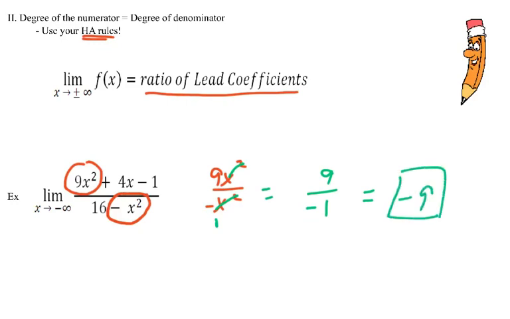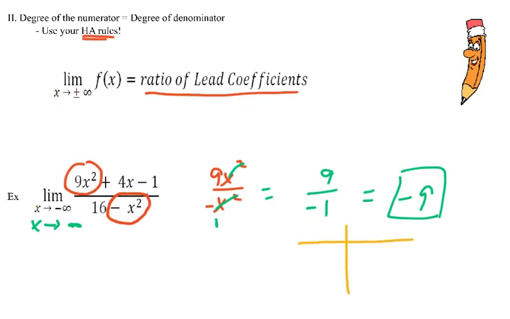That is the ratio of the leading coefficients. That is the limit as you're approaching positive or negative infinity. Again, just because this limit was approaching negative infinity, even if I was approaching positive infinity, it would be the same answer. So what does this mean graphically?